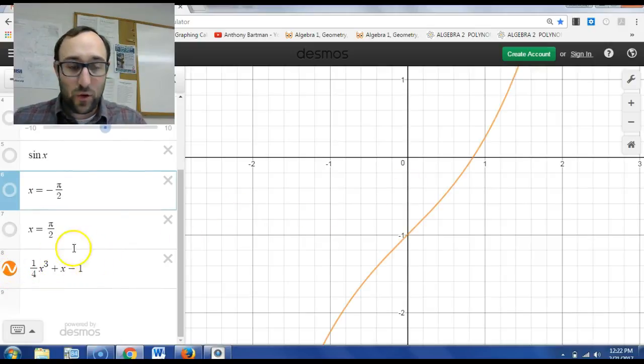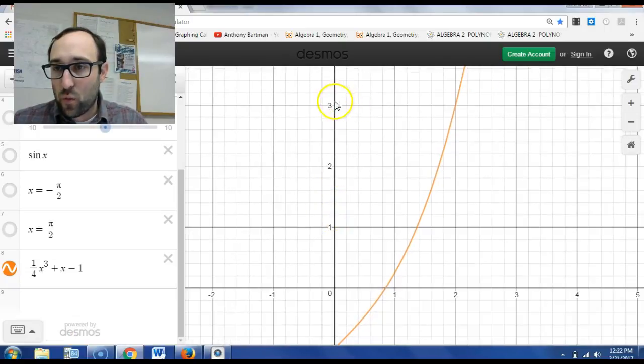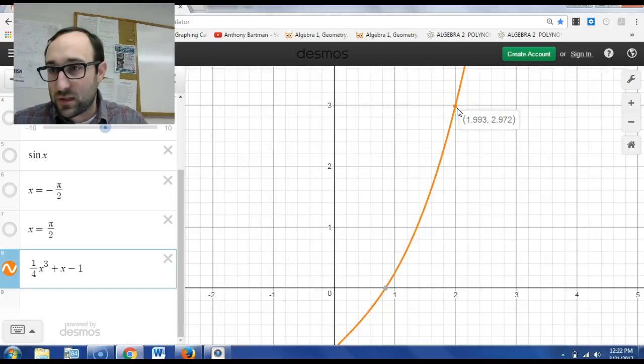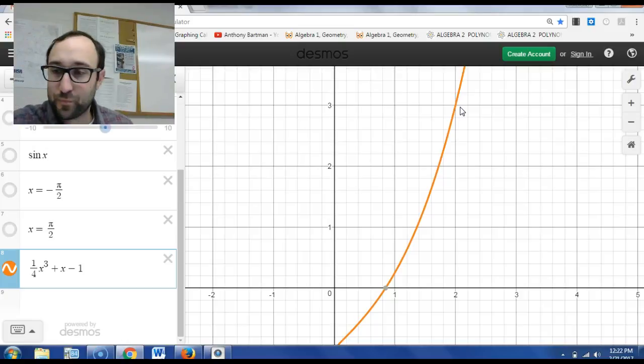So here is my original f of x. And what I want to know is, when does this equal 3? I'm going to zoom out just a little bit. When does this equal 3? Well, it's right there. I'm not going to say exactly because I can't quite get there. So when does f of x equal 3? Well, that's when x equals 2.